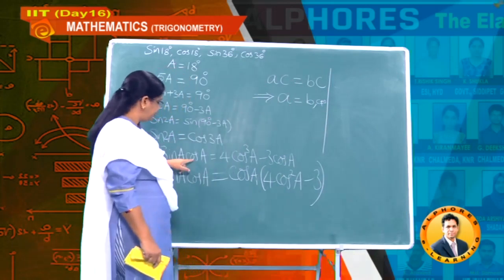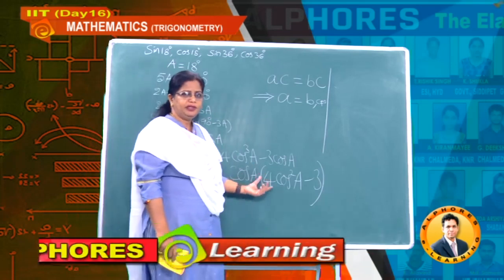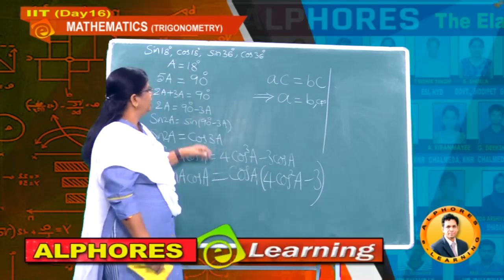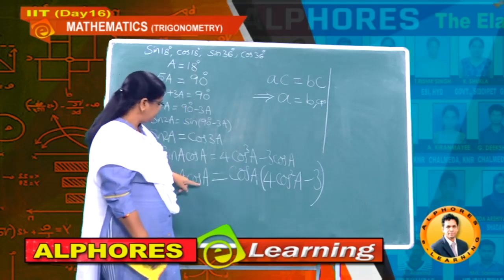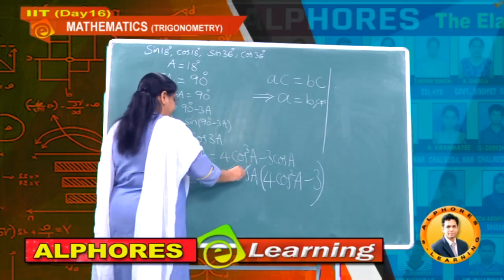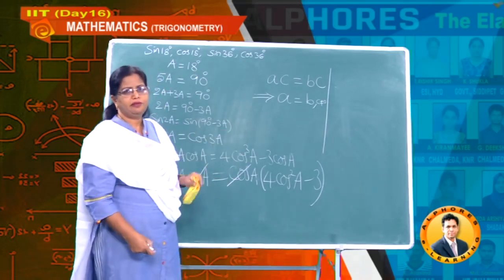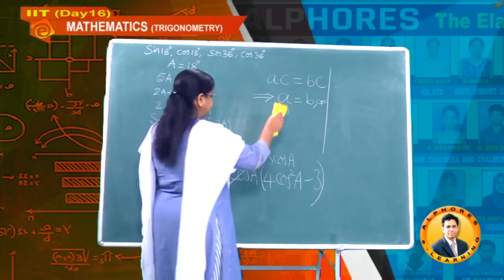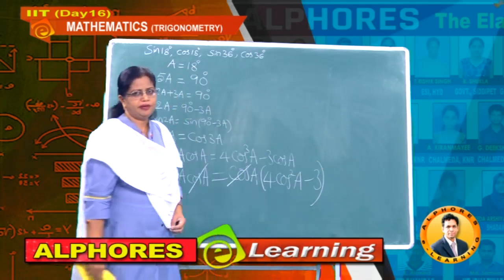That is why before you cancel here cos A, you must check whether it is 0 or not. Now observe, students, what is our A value? 18. So cos 18 is not equal to 0. Now let us cancel. Whenever you are cancelling, this much thinking you have to do every time. Now what is our problem actually? Sine value we require.